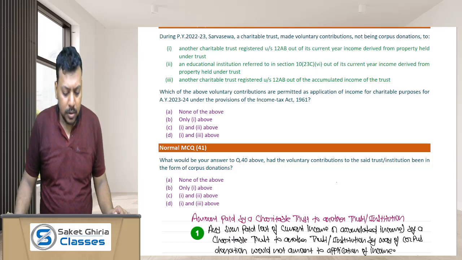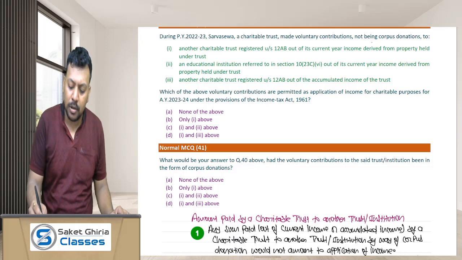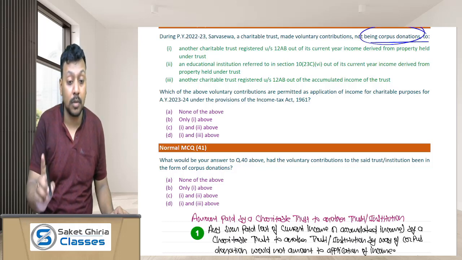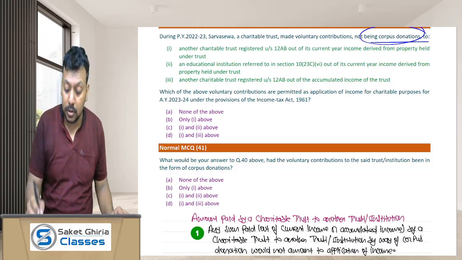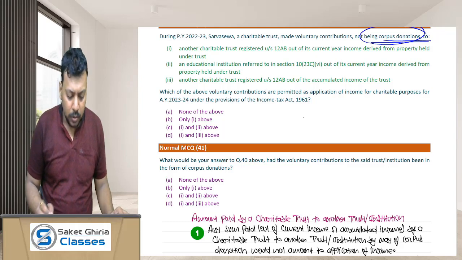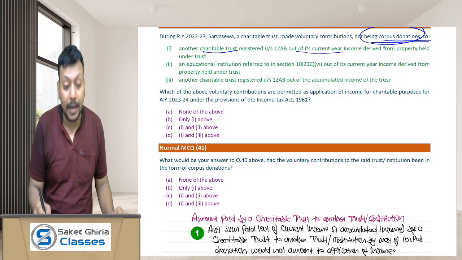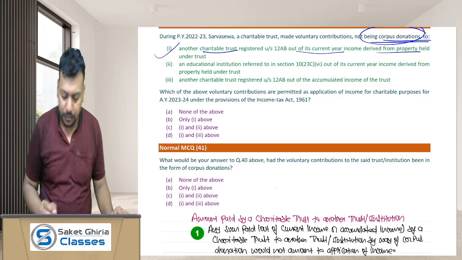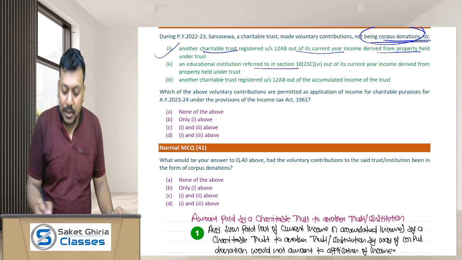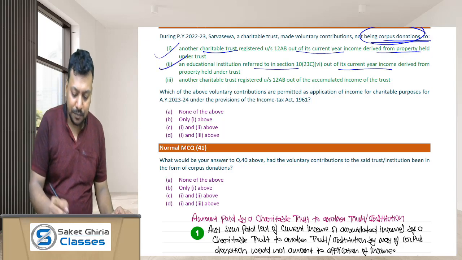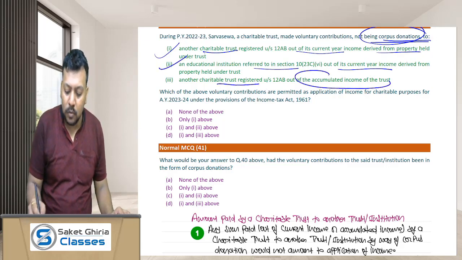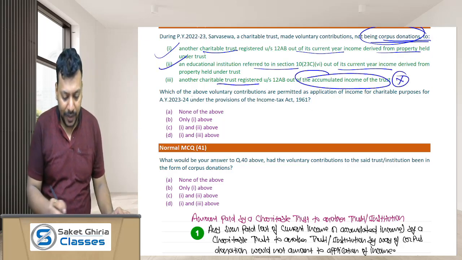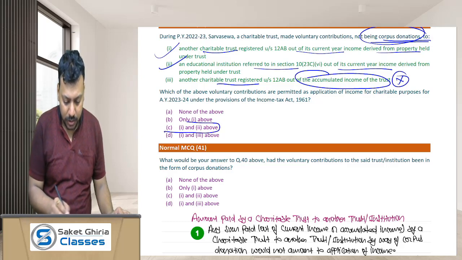During the previous year 22-23, Sarva Seva, a charitable trust, made voluntary contribution not being corpus donation. Okay, dear friends, put your attention, not being corpus donation. So the donation is to another trust out of its current income, so this would be considered as an application. An educational trust out of its current income, again application. Another trust out of the accumulated income, not an application. So the correct option is 1 and 2, means correct option is C.